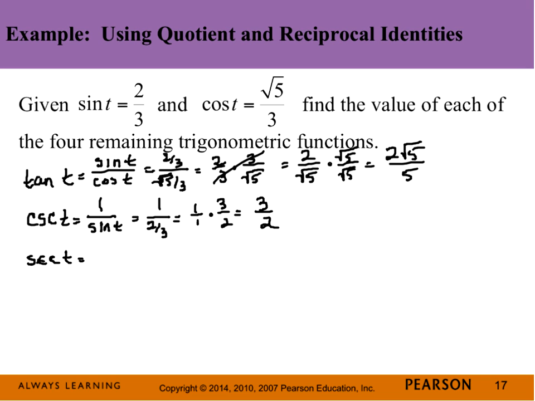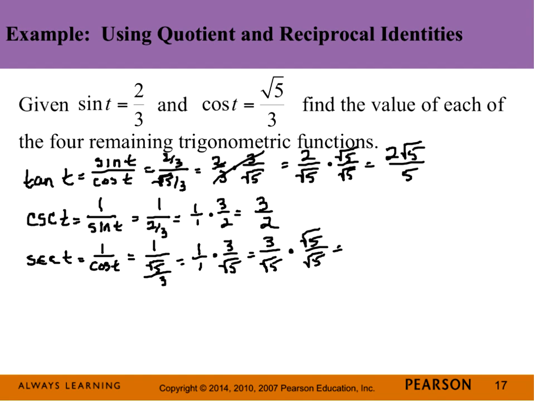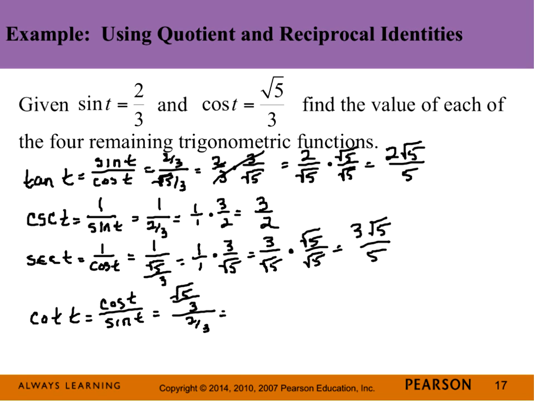Secant of t is equal to 1 over the cosine of t. So that's 1 over square root of 5 over 3. 1 over 1 times the reciprocal, 3 over square root 5. I need to rationalize. So I get 3 square root 5 over 5. And finally, the cotangent of t from my quotient identity is given by cosine of t over sine of t. Cosine is square root of 5 over 3, and that's divided by 2/3. So I have square root 5 over 3 times 3/2. My 3's divide out, and that's square root of 5 over 2.